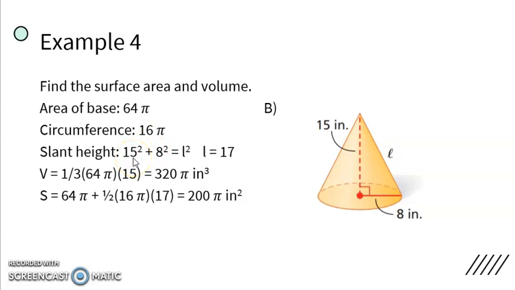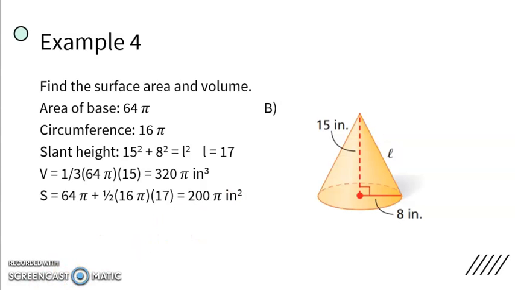For the slant height, like I said earlier, I used Pythagorean theorem. 15 squared plus 8 squared equals L squared. You find out that the slant height is 17. Now for the volume, it's 1/3 times the area of the base times the height, and you get 320 pi inches cubed. And for the surface area, it's the area of the base plus half the circumference times the slant height, and you get 200 pi inches squared there.